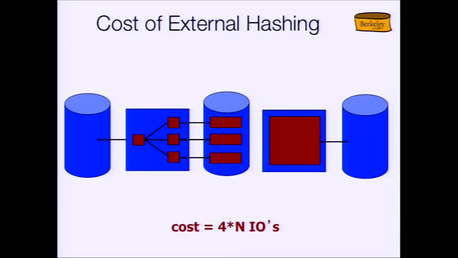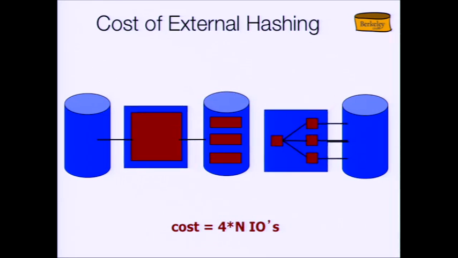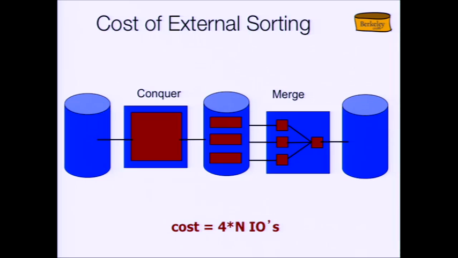What does the cost of sorting look like in this picture? Sorting actually looks like that. You read in B things, you sort them, you write them. You read in B things, you sort them, you write them, and then you merge B minus 1 things together and write them to the output. Sorting and hashing, from an I/O perspective, are complete duals of each other. One is divide and conquer, the other is conquer and merge.